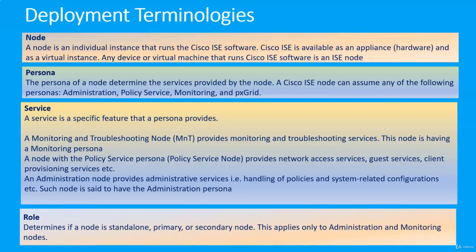In a distributed deployment, a node might be dedicated to operate as a primary administration node and therefore will have the role of primary admin, while another node dedicated to function as a secondary administration node will have the role of secondary admin. The same is applicable to monitoring node. Role is not applicable to policy service node because all policy service nodes in a deployment will always be active. Therefore, there is no secondary or primary.